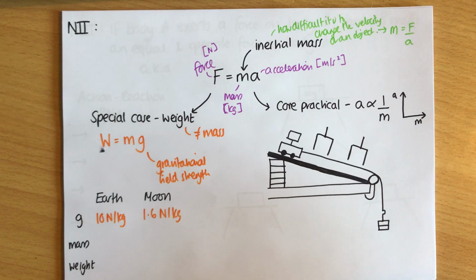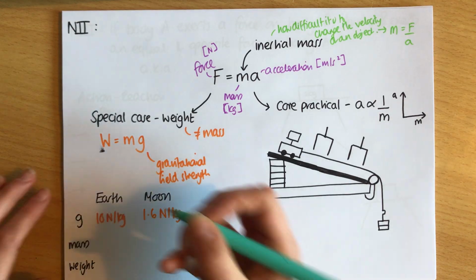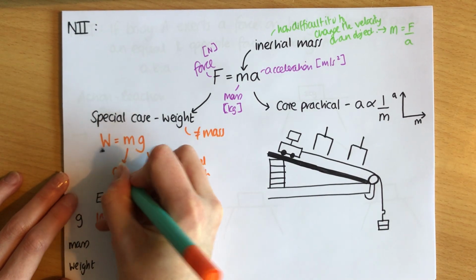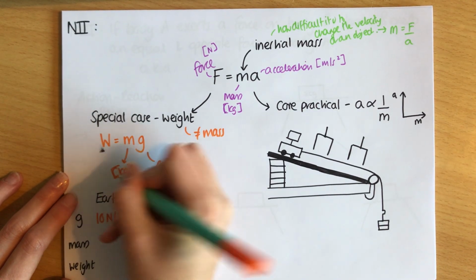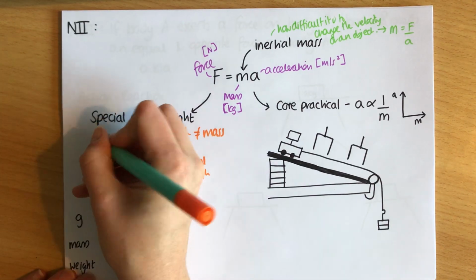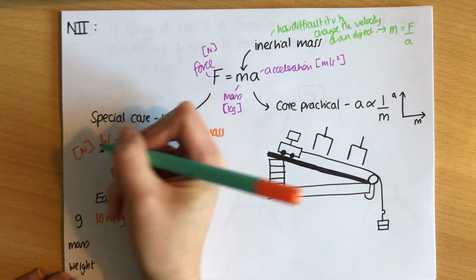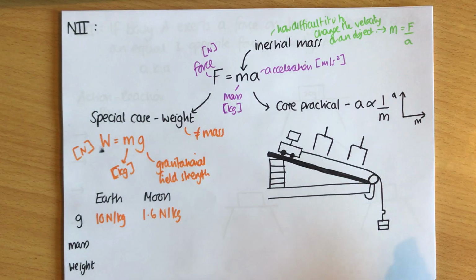So W equals mg, a really easy way to work out going from mass to weight is just to multiply everything by 10, as long as your mass is in kilograms. It must be in kilograms. You need to convert from grams if not, because then the weight will be in newtons. So for example, a 1 kilogram book weighs 10 newtons. A 5 kilogram book weighs 50 newtons.